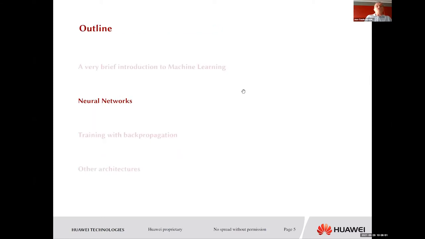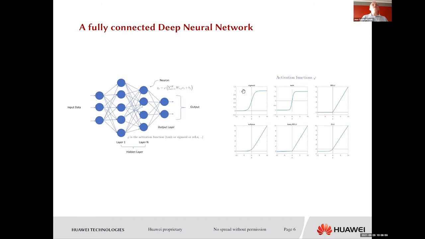Okay, so in order to perform these machine learning tasks, the most popular and most successful way is using neural networks. So what is a neural network? This is an example of what is called a fully connected deep neural network. This is the simplest case, where you have input data at the input of this neural network, and you have layers: an input layer, a first hidden layer, a second hidden layer, etc. And at the output, you have what is called the output layer.